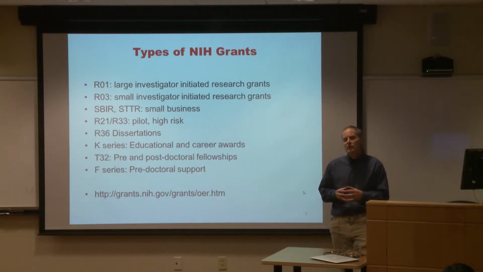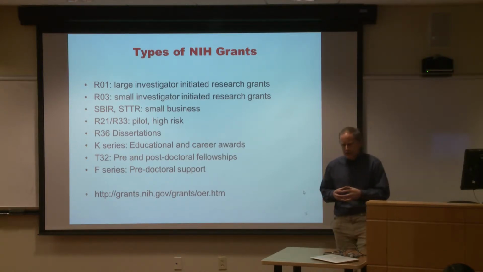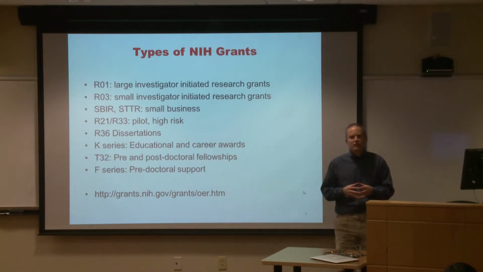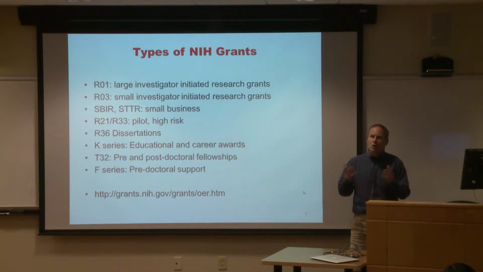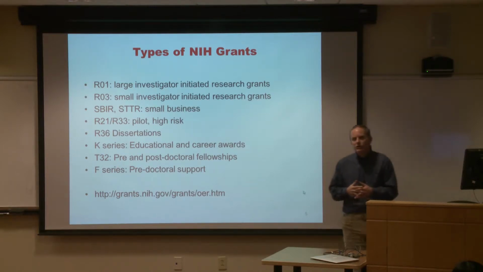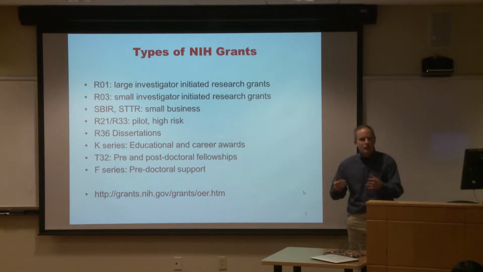The T32s are training grants. These are oftentimes given to institutions. We have a few here at Brown. We should be getting some more, hopefully. What they do is they are both pre- and postdoctoral grants where you can go onto that grant and be supported while you do your research. And they're training grants, so the idea is they're meant to be for people who are training. And then there's also F grants, which are oftentimes pre-doctoral support as well for people in different situations.